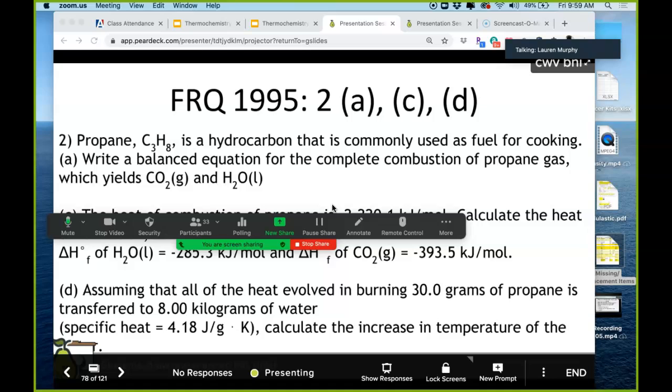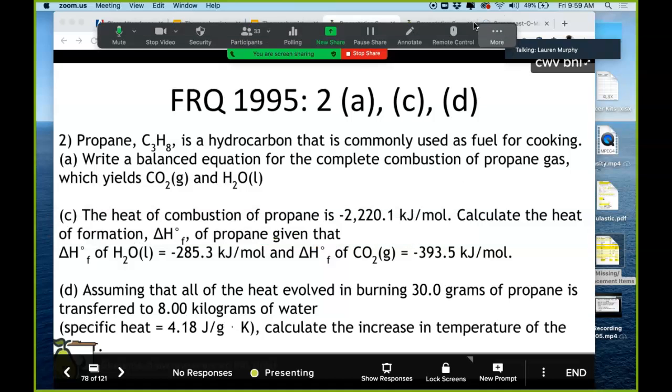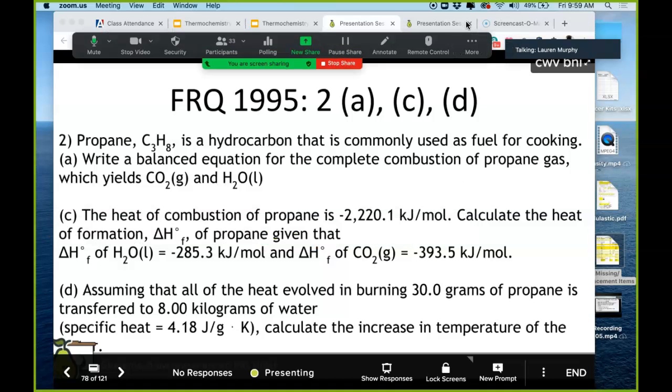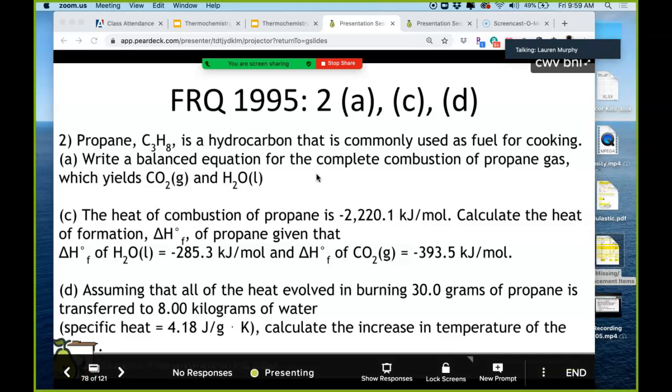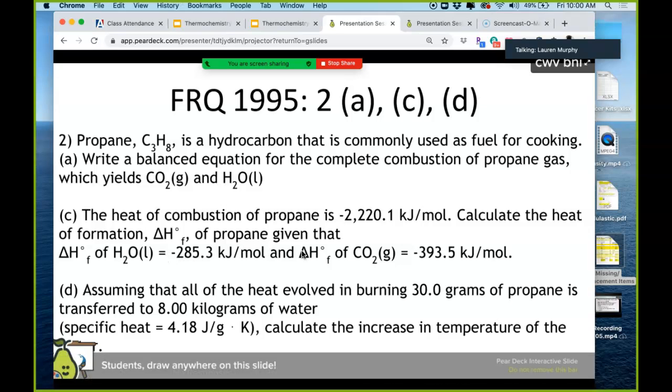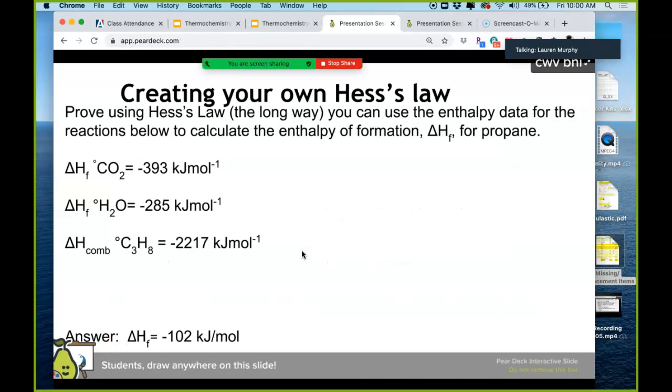All right, so we ended with this FRQ doing the calculation of delta T, or the change in temperature, which was an increase in temperature. And we were doing Hess's law, the shortcut way, which was products minus reactants with formation values. So now we're going to make our own Hess's law, which sounds kind of complicated, but I promise it's not that complicated.